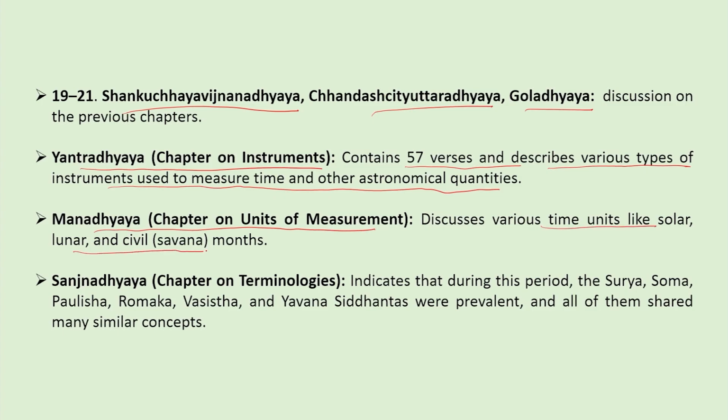Next is Mana Adhyay, chapter on units of measurement, which discusses various time units like solar, lunar and civil Savan month. And next is Sangya Adhyay, chapter on terminologies. It indicates that during this period the Surya, Soma, Polish, Romak, Vasisht and Yavan Siddhants were prevalent and all of them shared many similar concepts.